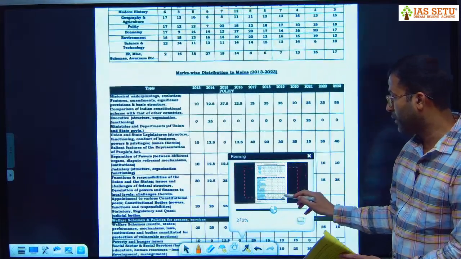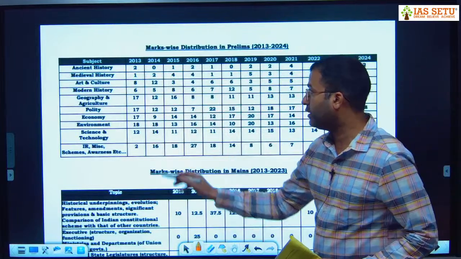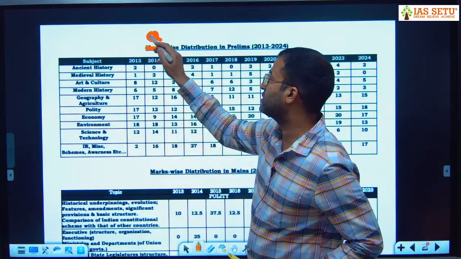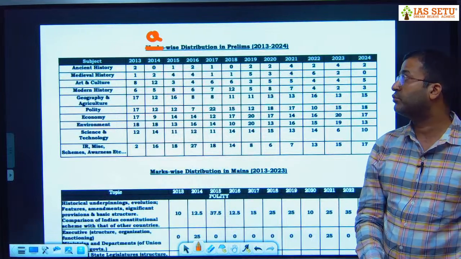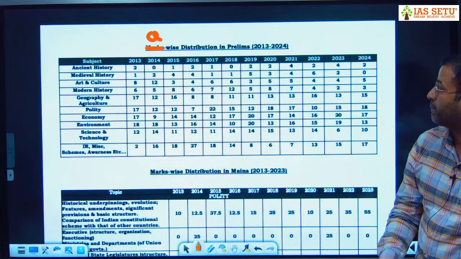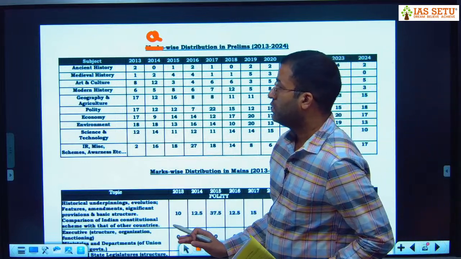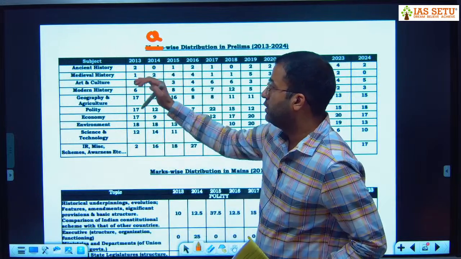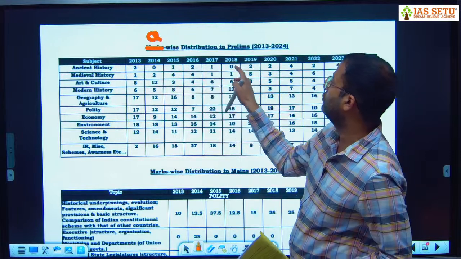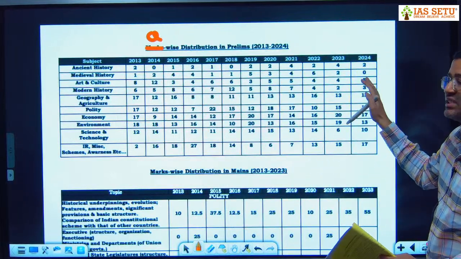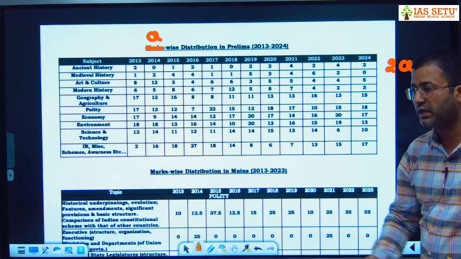First about the prelims, not only paper 2, all the subjects. But here it is written question wise, not marks wise. This is the question wise distribution in prelims. Last 11 years, 2013 to 2014, last 12 years. See, you have an idea, like ancient history, 2013 2 questions, 14 0, 1 2, 1 2. So the weightage of this is nearly 2 questions. You can see ancient history other than art and culture. Art and culture we took separately.